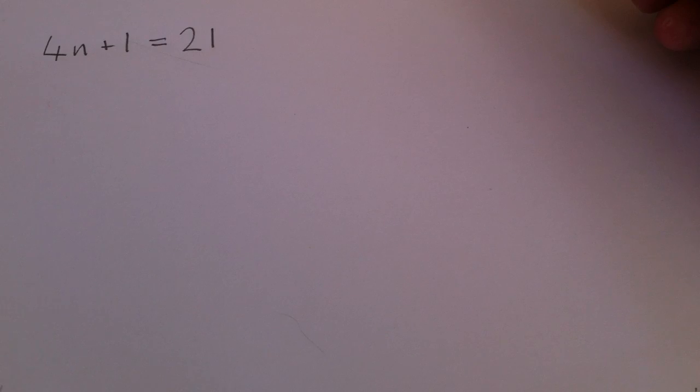So the question was asked, what is 4n + 1 = 21? Now there's two methods to do this. The original method, and the most traditional, would be to balance the equation.